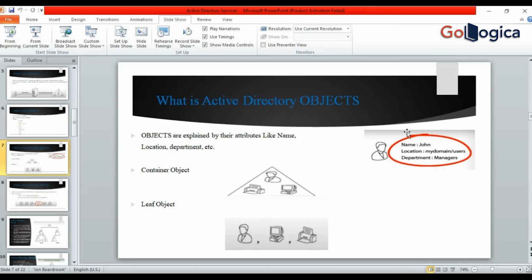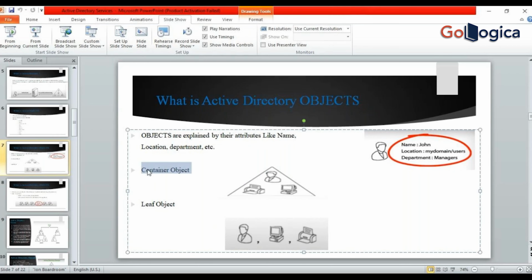So these are the user attributes: name, location, department. If we are clubbing our user, computer, and printer in one architecture or one network, we call it a container object. If we are individually taking a user, a printer, or a computer, we call it a leaf object. Leaf means the individual identity objects. If we are clubbing them, we call it a container object.